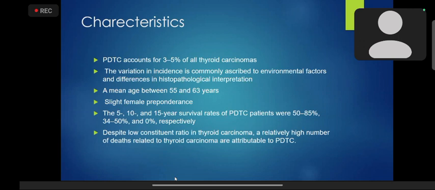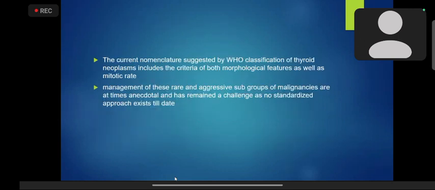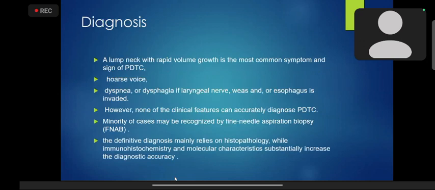So in spite of the incidence being very low, a relatively higher number of deaths from thyroid carcinoma are attributable to the poorly differentiated type. The current WHO nomenclature for thyroid neoplasms includes criteria of both morphology as well as mitotic rate. Management of these rare and aggressive malignancies is sometimes very challenging for clinicians because there is no definitive approach to how to treat them. That's why we are discussing this topic today.